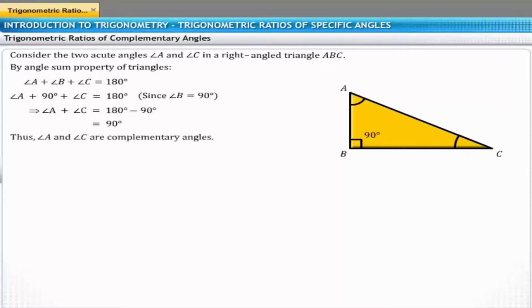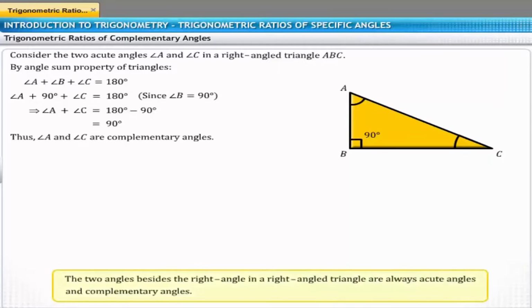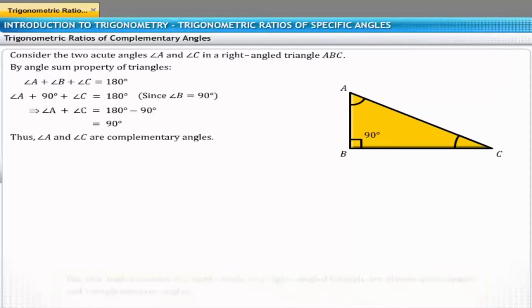Thus, we can say that angles A and C are complementary angles. What is true for triangle ABC is true for all right-angled triangles. The two angles, besides the right angle in a right-angled triangle, are always acute angles and complementary angles. Now, we can also represent angle C as 90 degrees minus angle A.